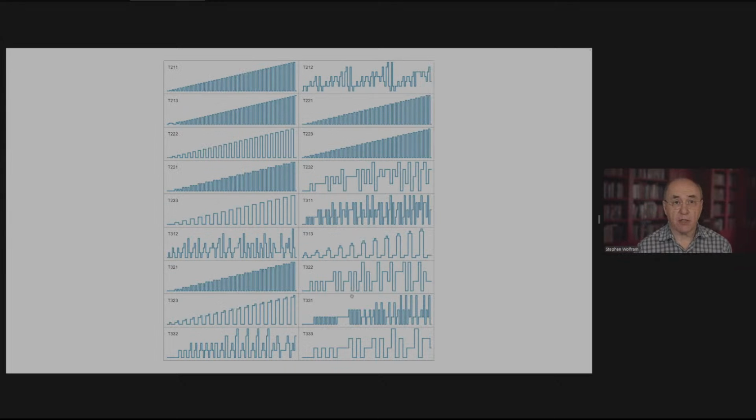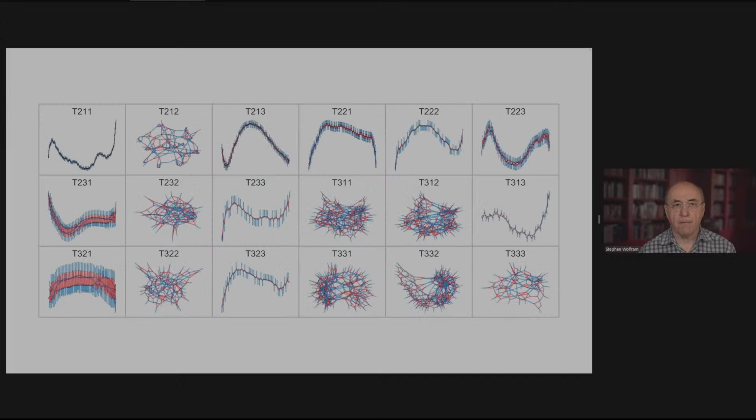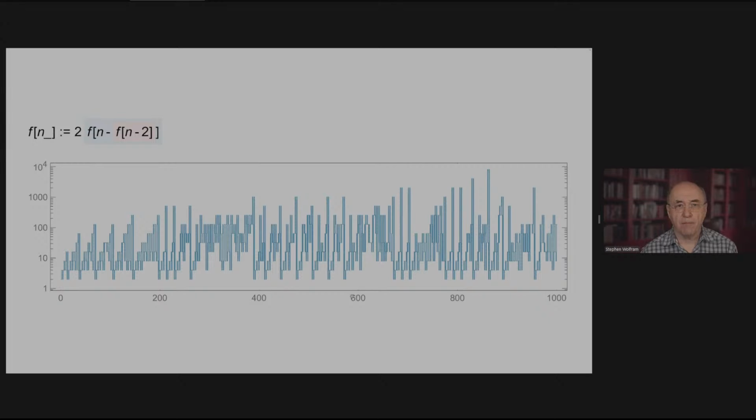In each case, we're plotting on a log scale, and we're not including the T1 blank blank cases, which are always trivial. So we see that some sequences have very regular and readily predictable behavior, others do not. And this is reflected in the evaluation graphs for these functions. The first complicated case is T212. That's this behavior here. The evaluation graph for f of 50, I can show you.